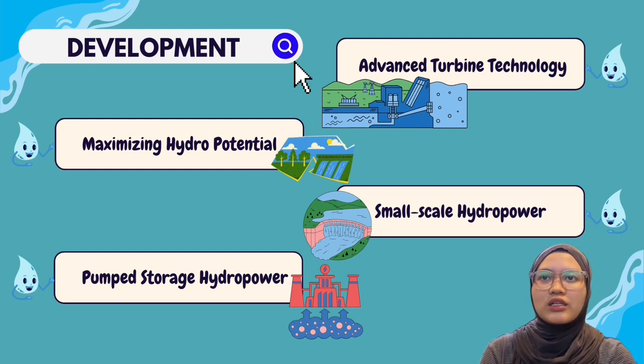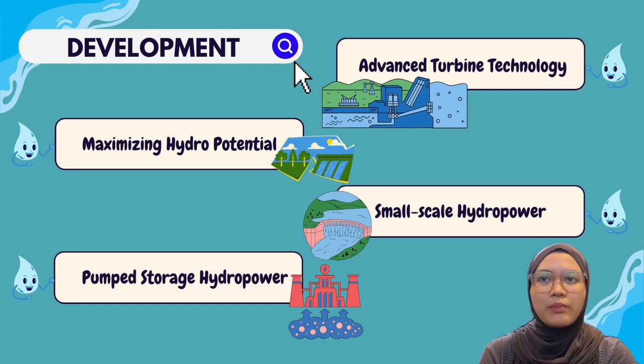Next, maximizing hydro potential. The remaining hydro potential should be developed to the maximum possible extent, provided it is implemented in a technically, economically, and socially acceptable way. Third, small-scale hydropower. The development of small-scale hydropower projects, such as run-of-the-river installations and micro-hydro systems, can provide clean energy solutions for remote or rural areas, contributing to decentralization of power generation.